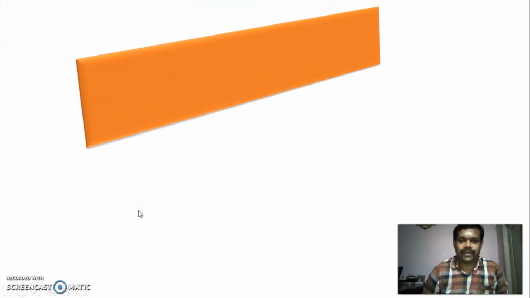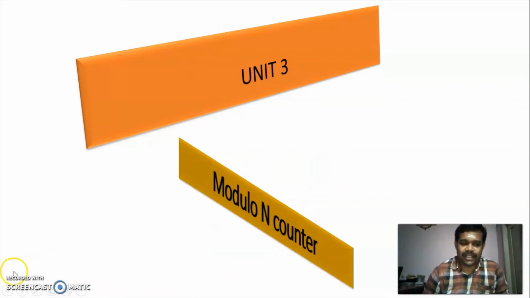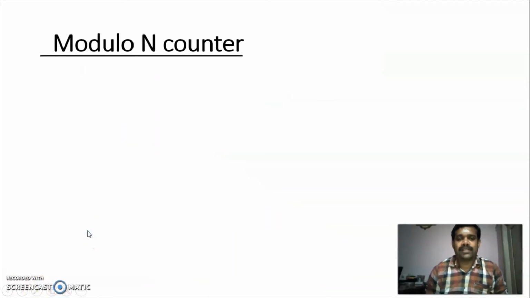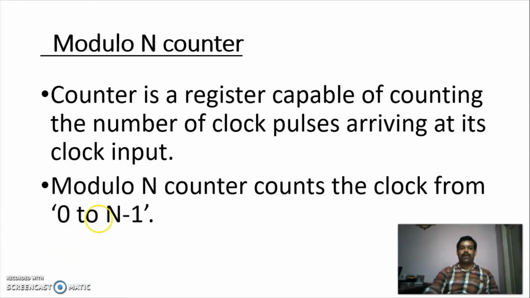Next we are going to see the topic modulo n counter in the third unit. Now, what is a modulo n counter? A counter is nothing but a register capable of counting the number of clock pulses arriving at its clock input. So, a modulo n counter counts the clock from 0 to n minus 1.